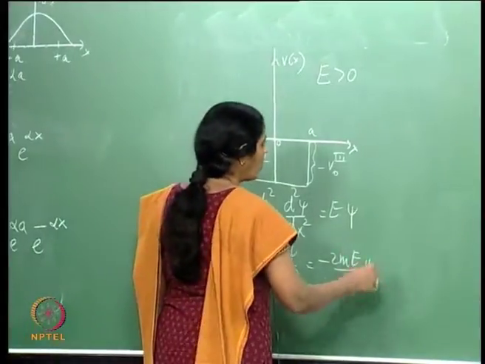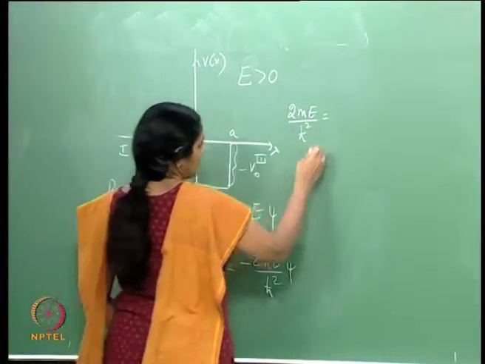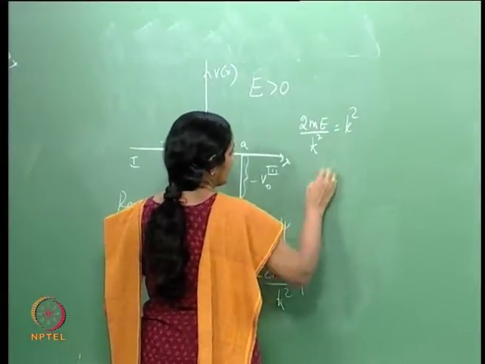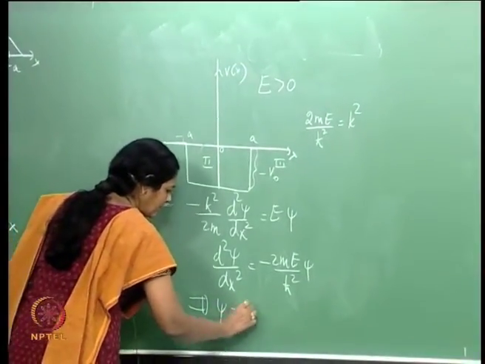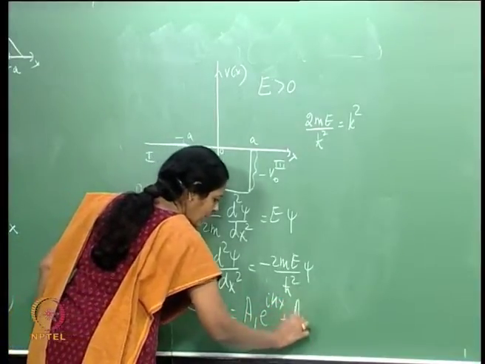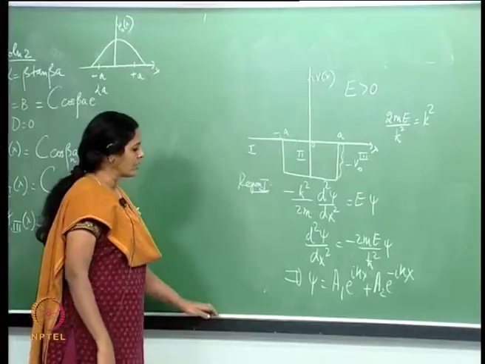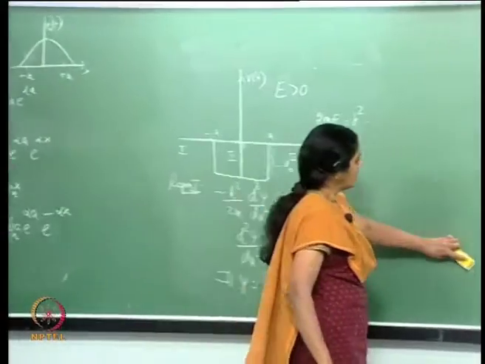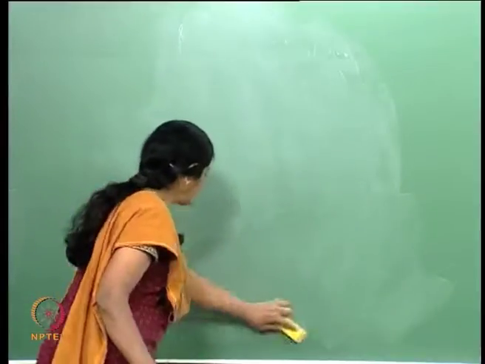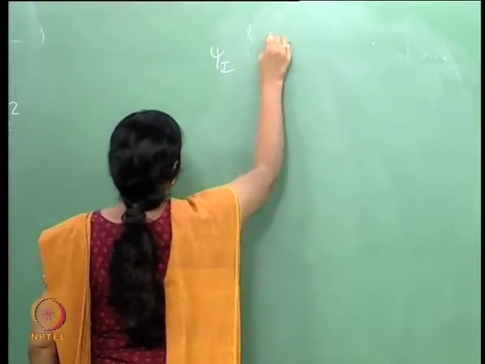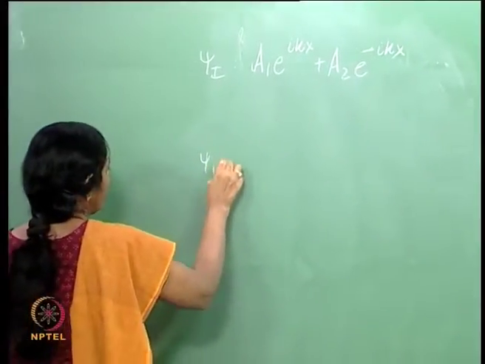Since the energy is greater than 0, I define 2mE by h cross squared as some positive value k squared. So it is greater than 0, and therefore the solution would be psi is a1 e to the i k x plus a2 e to the minus i k x in region 1. So I have plane wave solutions in region 1. The same equation holds in region 3, and therefore I have the following solutions in regions 1, 2, and 3. So region 3, again the same type of solutions.